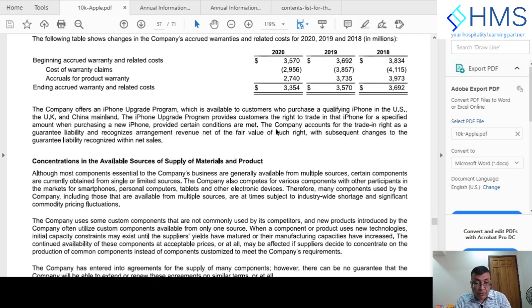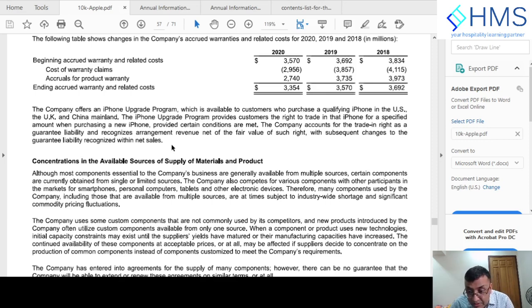Then the company offers an upgrade plan, which is available to customers who purchase a qualifying phone in the US, UK, and mainland China. The upgrade program gives the right to trade in at a specified amount when purchasing a new phone, provided certain conditions are met. The company accounts for the trade-in right as a guarantee liability and recognizes the arrangement revenue net of the fair value of such right, with subsequent changes in the guarantee liability recognized within net sales. So here we are trying to understand the company's accounting practices.